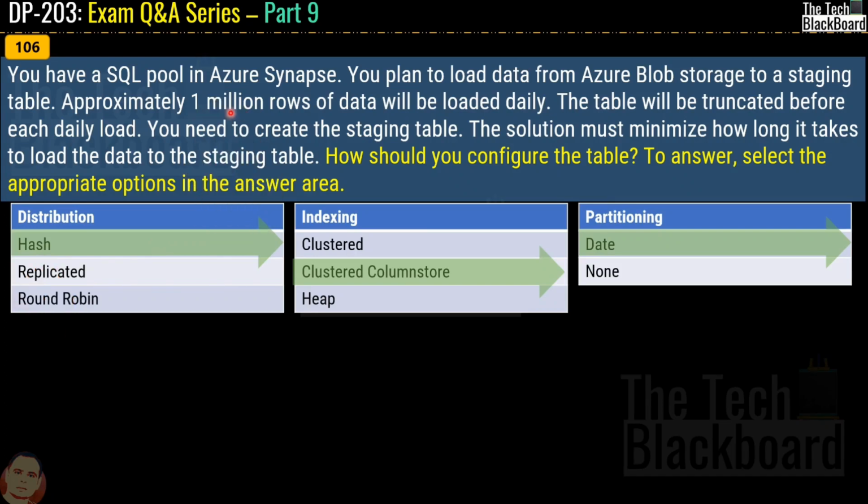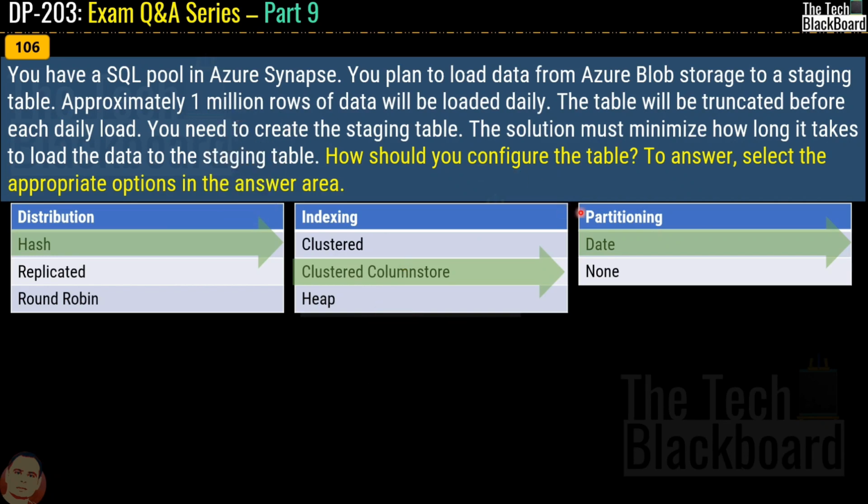Coming to the indexing part, here we have chosen clustered column store. So you have to understand when you are creating partitions on clustered column store tables, it is important to consider how many rows belong to each partition. For optimal compression and performance of clustered column store tables, a minimum of 1 million rows per distribution and partition is needed. And that's exactly what is also given in our question.